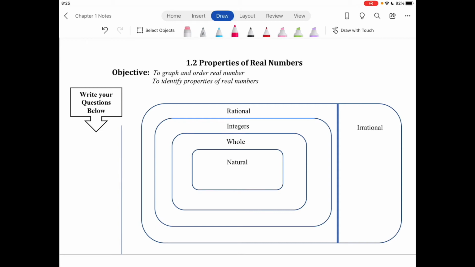1.2 is all about the properties of real numbers. Now you might be thinking, well, aren't all numbers real? Give us a couple chapters and we'll introduce you guys to some non-real numbers. But first, we're going to learn how to graph and order them, as well as identify their properties.